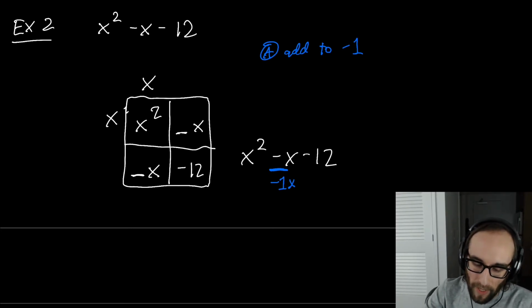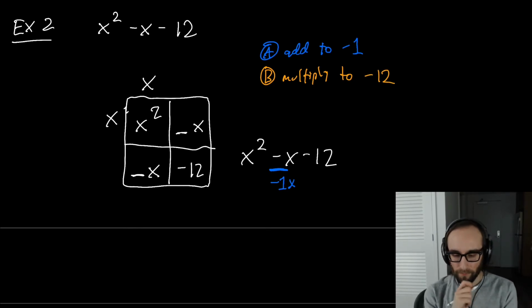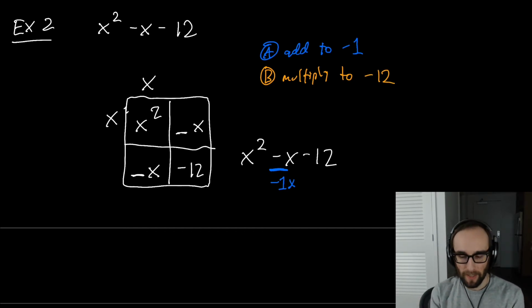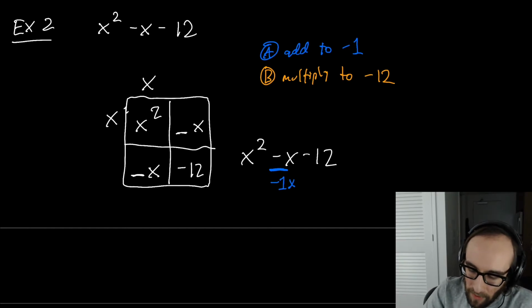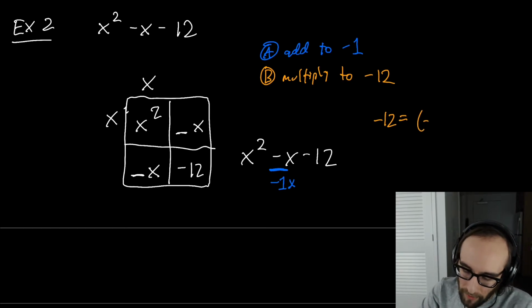We also know that they multiply to -12. So add to -1, multiply to -12. Okay, so what we're going to do is take a look at -12 and let's find all of the factors of -12. Well, we know -12 is equal to -12 times 1.